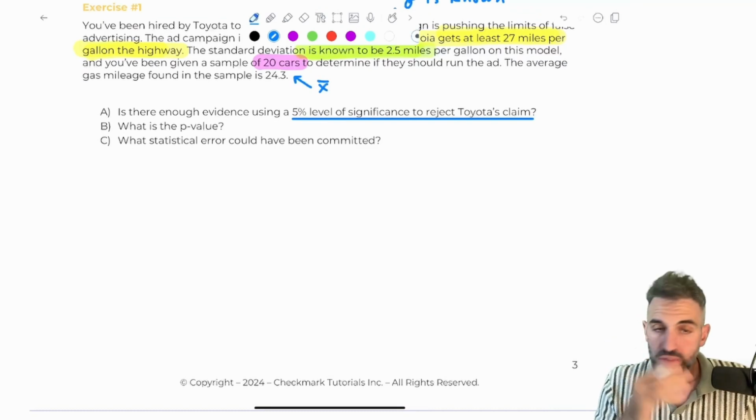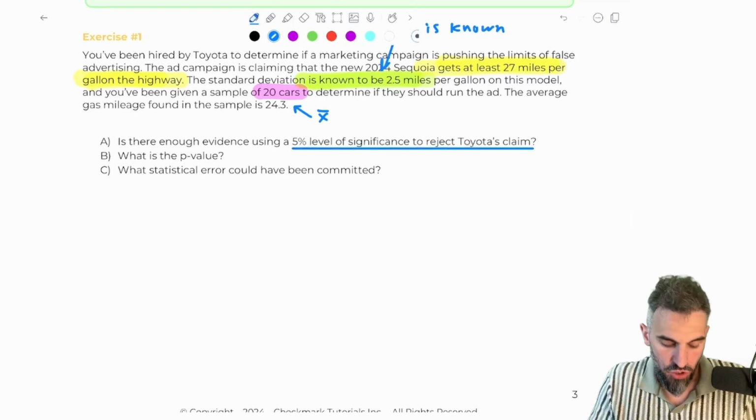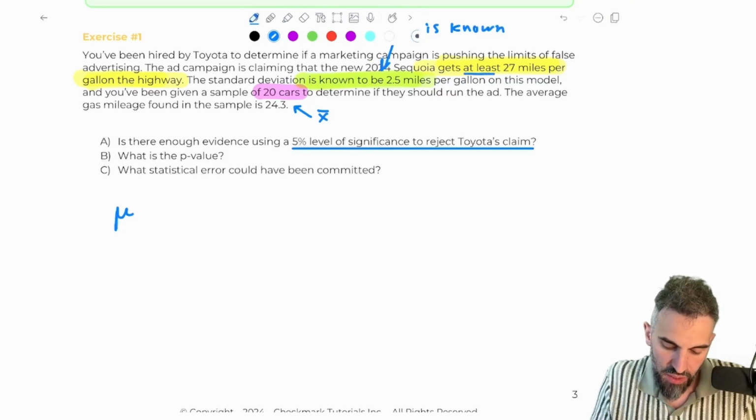So here are the 5 steps. Step 1, state your hypothesis. Now, the hypothesis about a mean should always be written as mu, either greater than, less than, or equal, right? So it's mu, at least 27. At least means greater than or equal to 27. This is the claim.